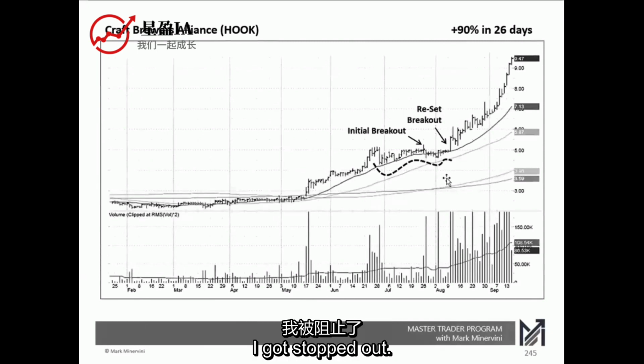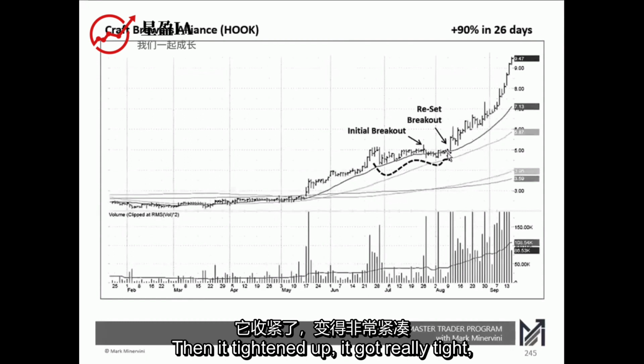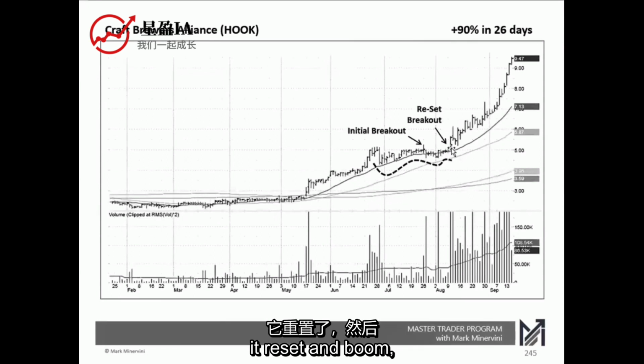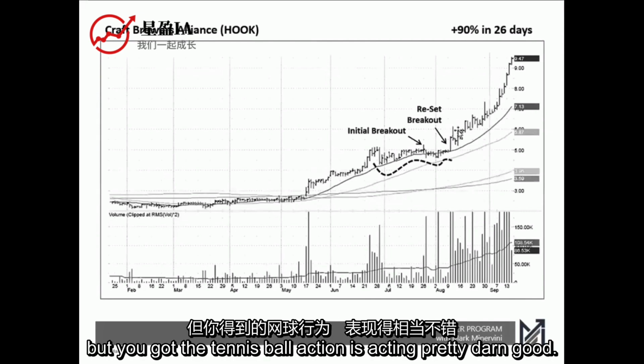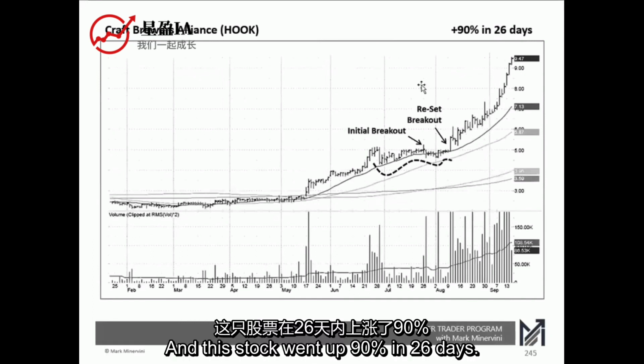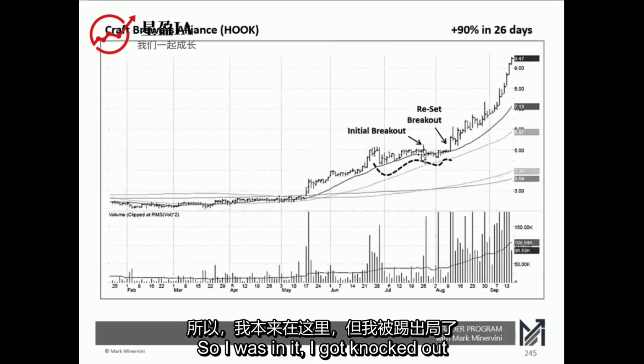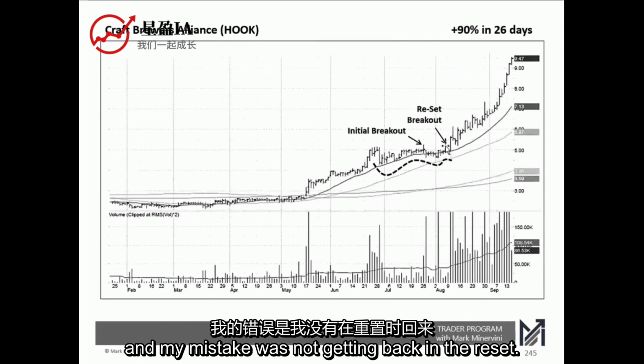I got stopped out, but then it tightened up. It got really, really tight. It reset, and boom, look at the breakout here. And it wasn't the greatest second day breakout, but you got the tennis ball action. It's acting pretty darn good. And this stock went up 90% in 26 days. So I was in it, I got knocked out, and my mistake was not getting back in on the reset.